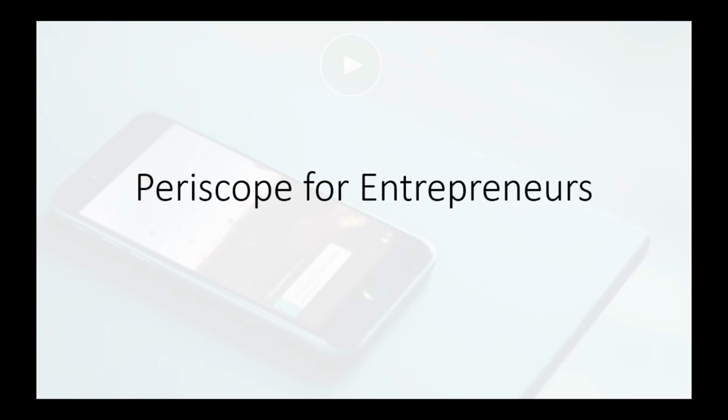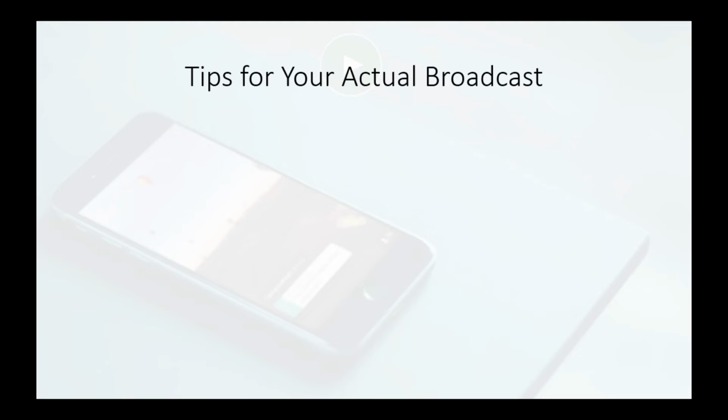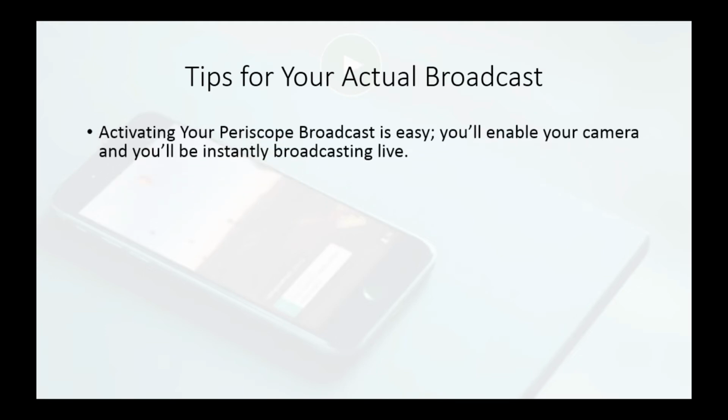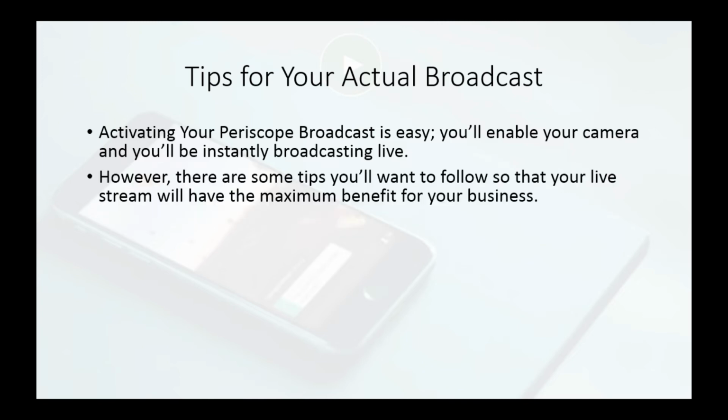Welcome back to Periscope for Entrepreneurs. And in this video, we're going to be talking about some tips for you to follow before you actually hit the broadcast button. Now, actually activating your Periscope broadcast is going to be very easy. All you really need to do is enable your camera, and you will instantly be broadcasting live on Periscope. Now, there are some tips that you are going to want to follow so that your live stream will have the maximum benefit for your business.